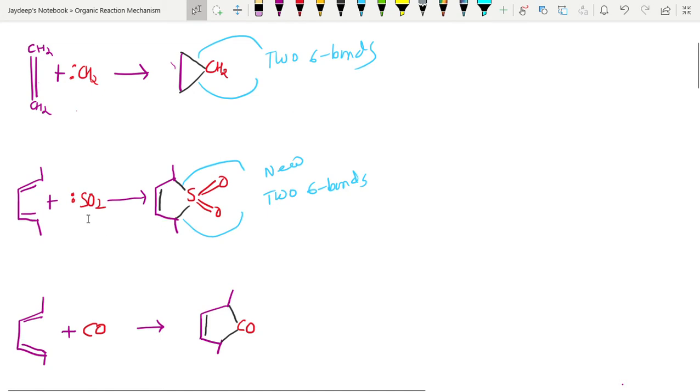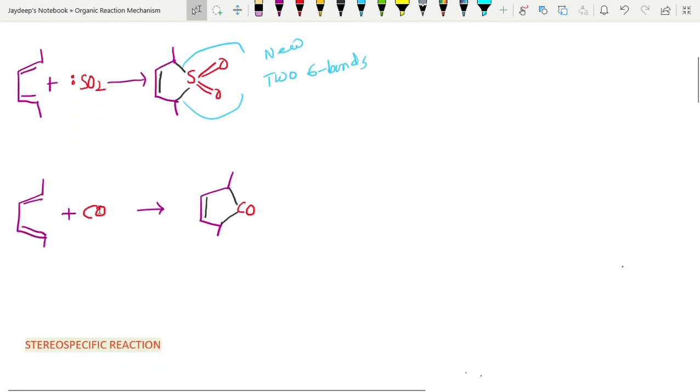Here, sulfur is the atom in the starting material, and in the product also sulfur is there, so that sulfur forms the two sigma bonds. In the previous case, that carbon formed the two sigma bonds. Same atom is there. Now this is another example: that same conjugated system reacts with carbon monoxide. Again, in the product, that carbon monoxide forms two new sigma bonds. So this is the basic idea about cheletropic reactions.